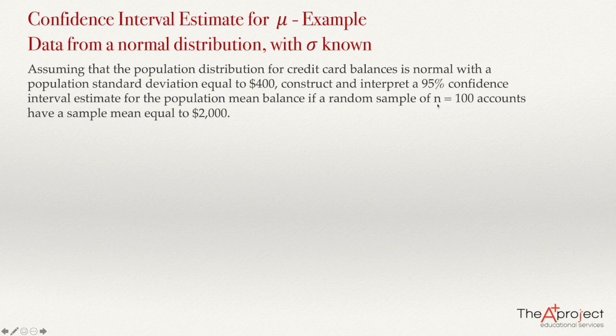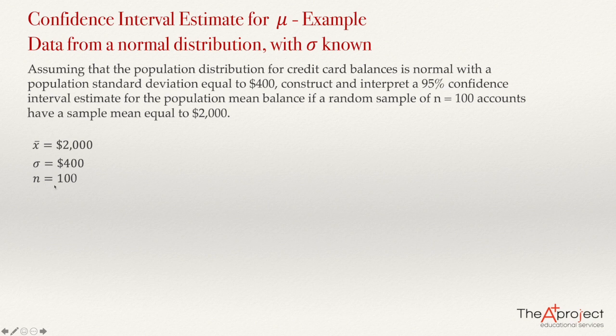If a random sample of n equal 800 accounts has a sample mean equal to 2000. We are assuming that we have randomly selected a sample and the sample mean from this sample was 2000. So the information that we have from this problem is that this sample mean is 2000, and this is something we can obtain easily if we have a sample. And we also have that the standard deviation is 400 and n equal 100.